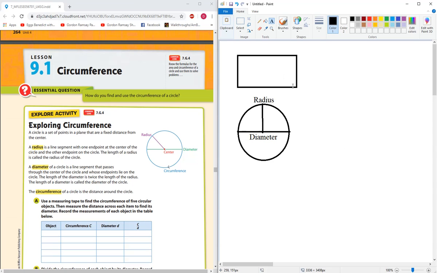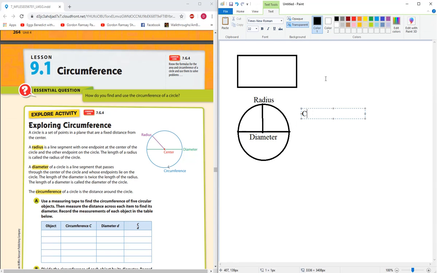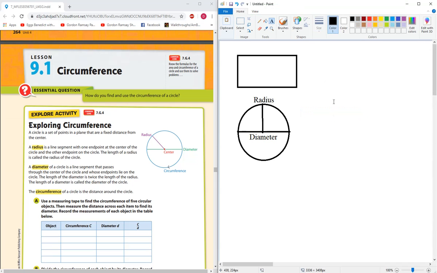There are a couple of ways to solve for the circumference. There are two equations you need to know. The first one, I'll write it out: C, circumference, is equal to pi times diameter, and I'll go over what pi means in a bit. The other one is C is equal to 2 pi r.